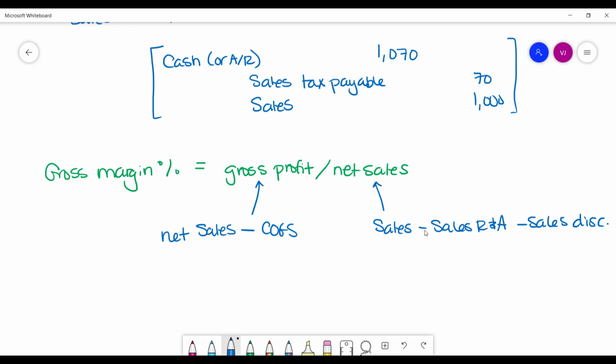So the gross margin percentage, really all that says is what percentage of my net sales is my gross profit. So really what percentage of my net sales is not consumed by cost of goods sold. So the larger your gross profit percentage, the less amount of your net sales is consumed by your cost of goods sold. So that's what we're going to end off with for this chapter. Good luck with the rest of chapter 6.